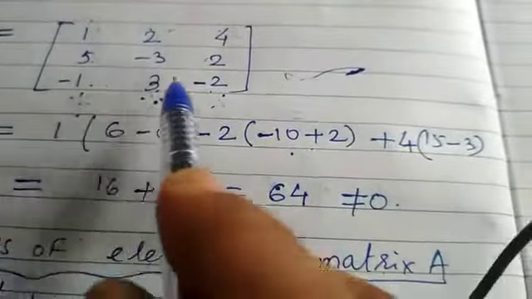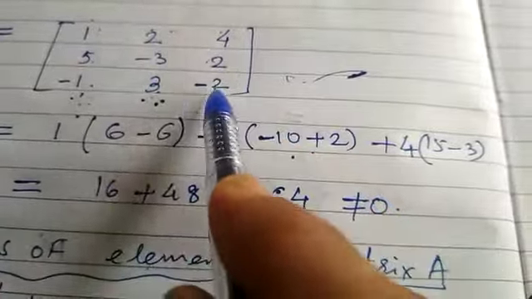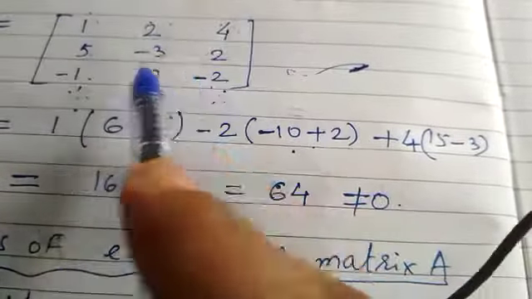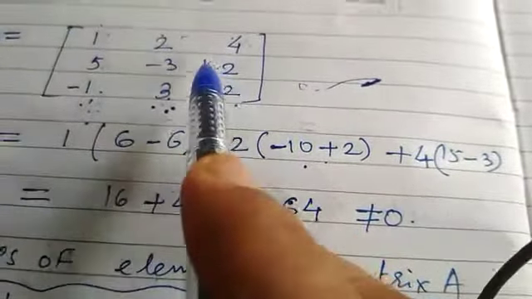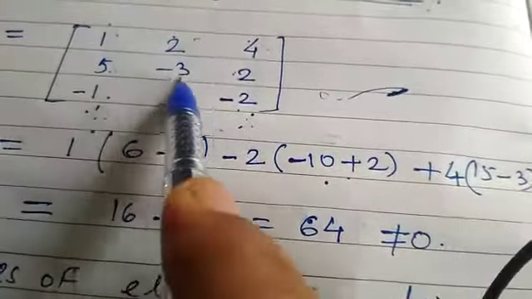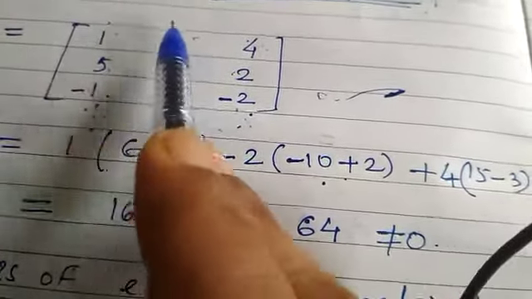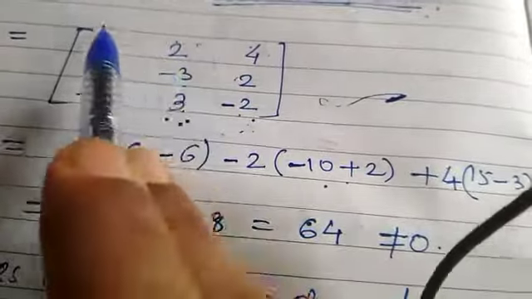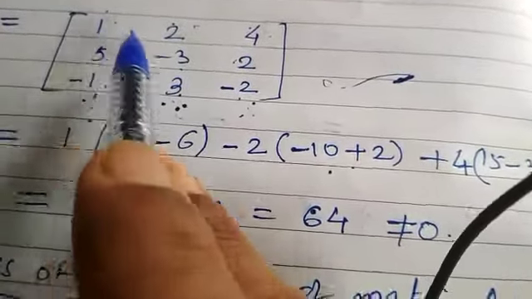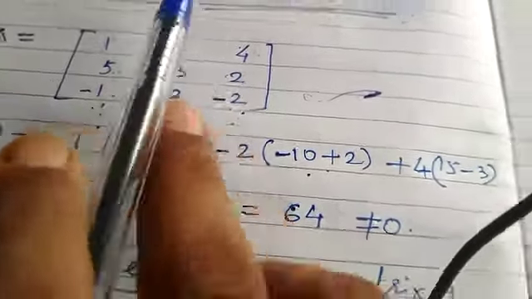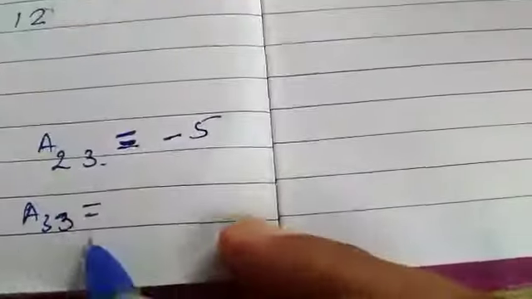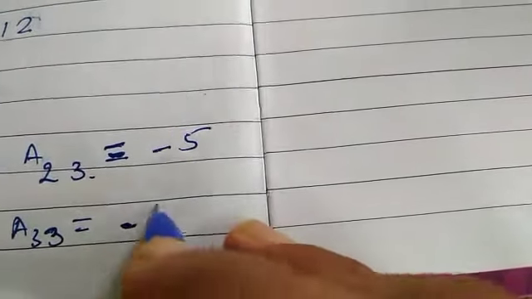Then third row, third column element. This row, third row and third column, we have to leave it. Then this will be your minor determinant or minor. 1, 2, 5, minus 3. So how to calculate the minor value? Minus 3, minus 10. This is minus 13. Even location, no need to change the sign. Minus 13. So we have got the cofactor matrix.